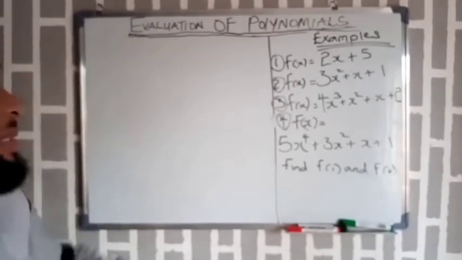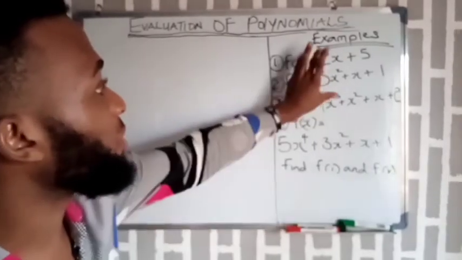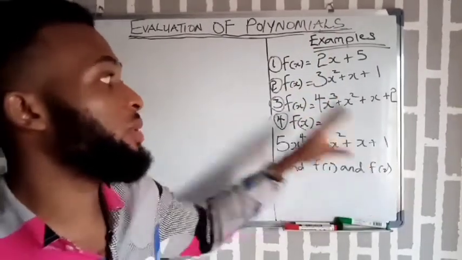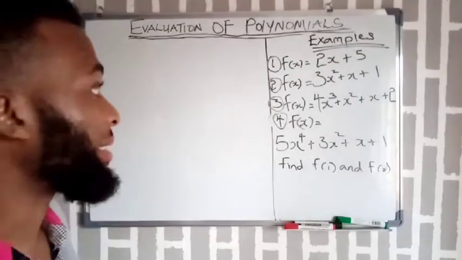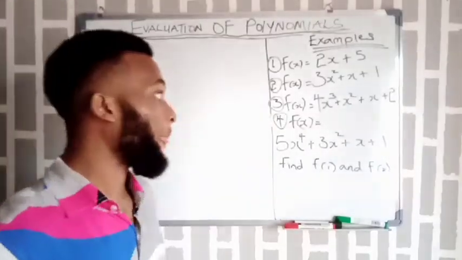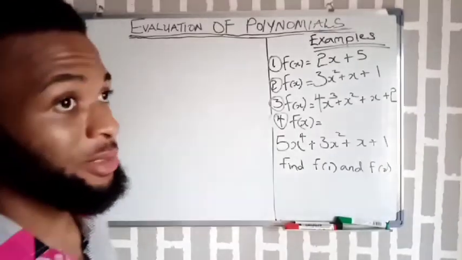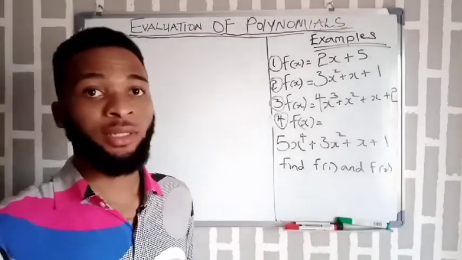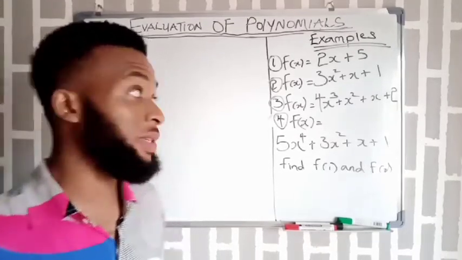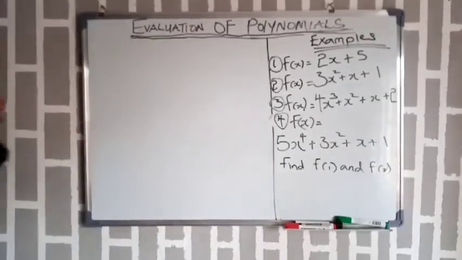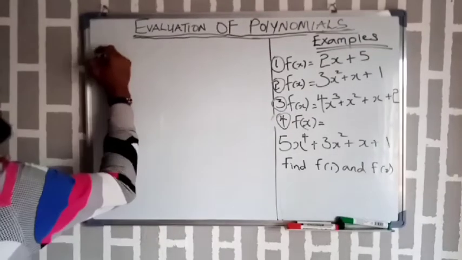Evaluation of polynomial is simply saying you should put 1 into all of this and tell me what it's going to be. Put 2 into all of this and tell me what it's going to be. There are 2 methods of solving it, which are the nesting method and the substitution method. We'll start with the nesting method. Then with your knowledge of both, you'll pick the one you're going to apply in solving polynomials. Very easy.